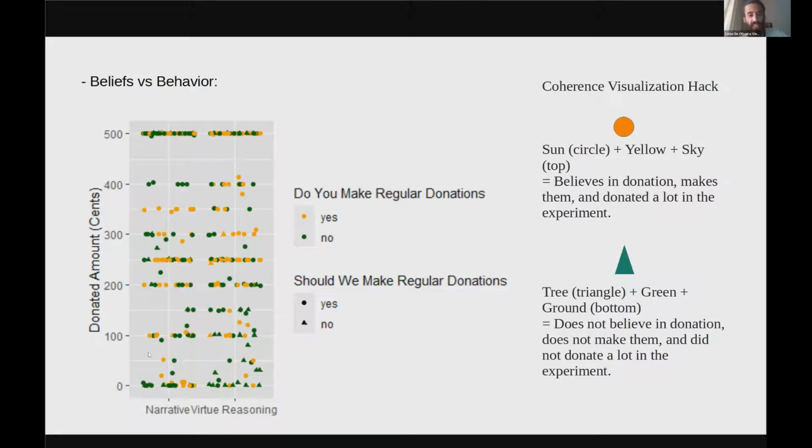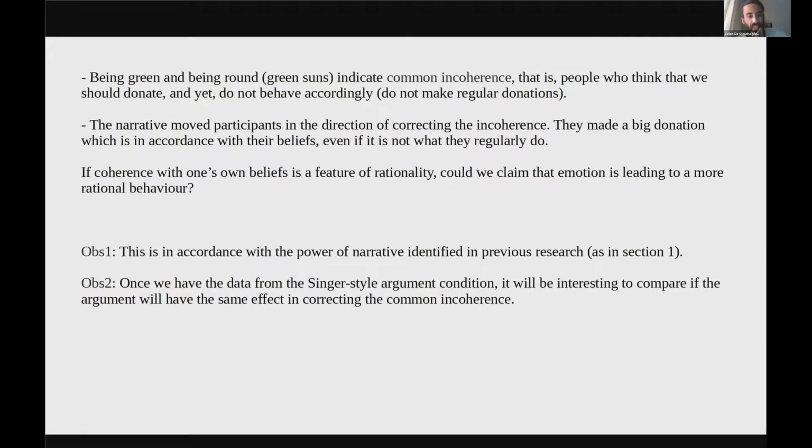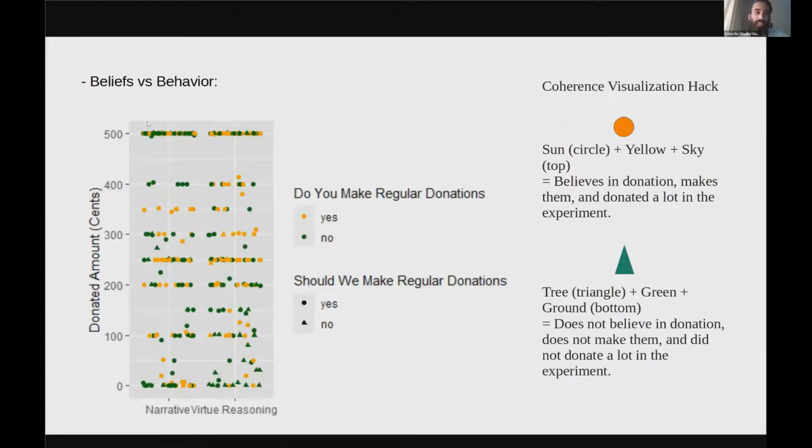So it's pretty interesting that the narrative is making them behave more rationally, if we assume that being coherent with your own beliefs is a feature of rationality, which I guess it is. It's a result that is already making us think about this distinction between rationality and emotion, and try to work on these things further. This result is also in accordance with the power of narrative that we saw in the beginning. And once we have the data from the Singer style argument, it's going to be really interesting to compare whether the argument leads people to this more coherent behavior as the narrative does.